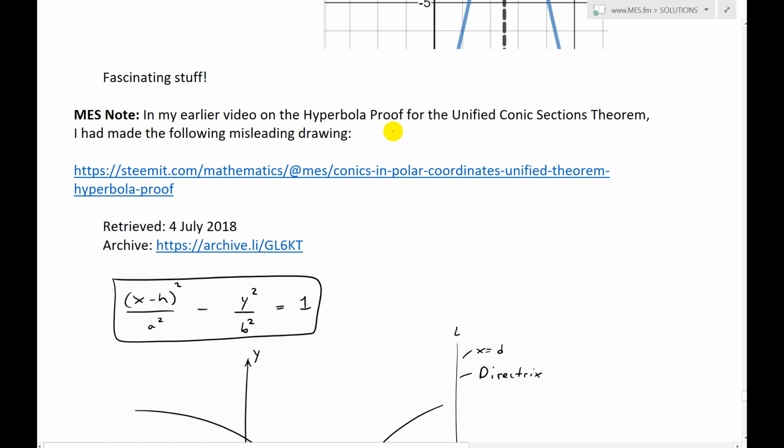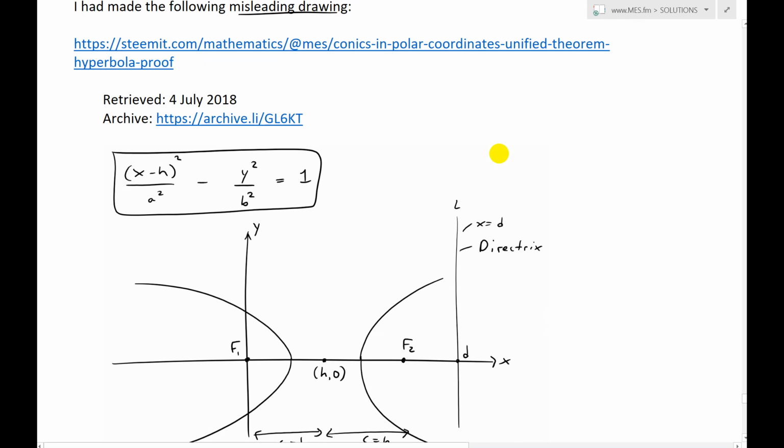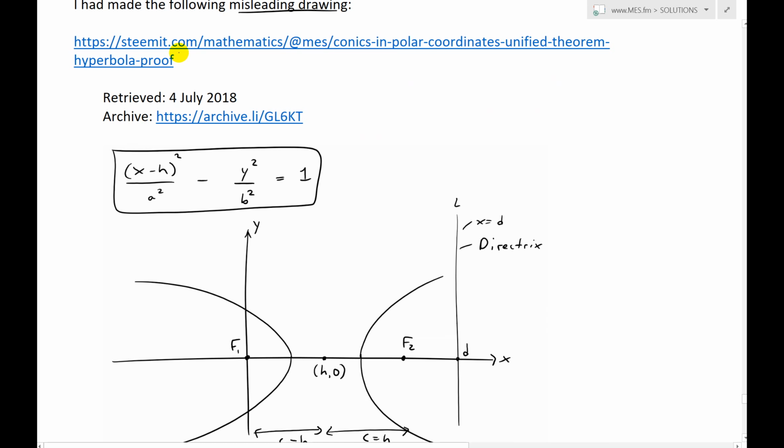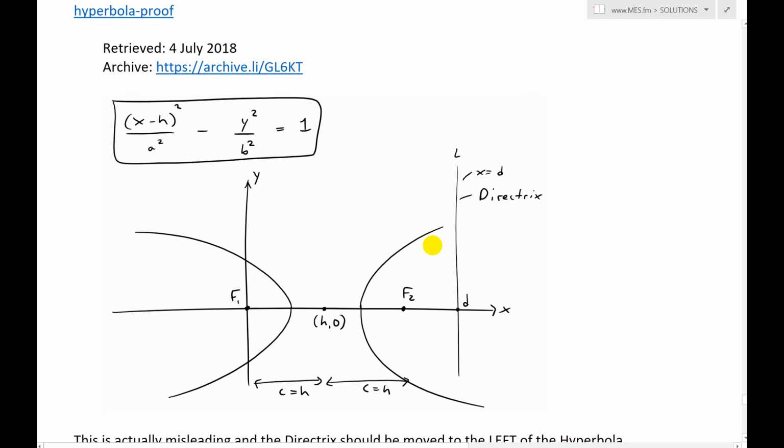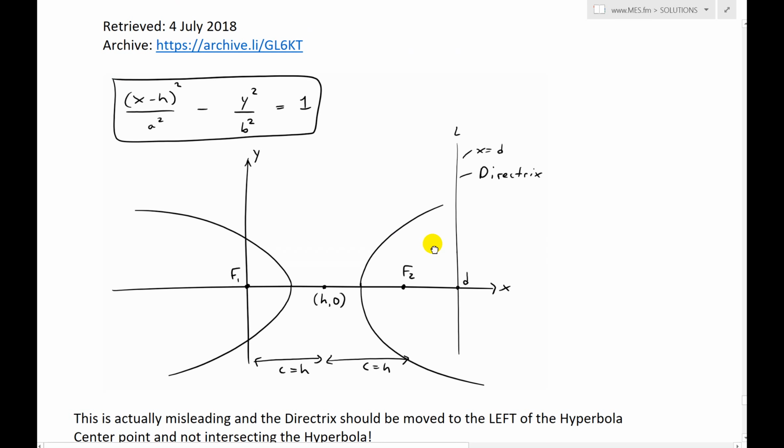Yeah, so now I want to make an important note. In my earlier video on the hyperbola proof for the unified conic sections theorem, I had made the following misleading drawing. This was in the proof. There's a Steemit notes link to it, and I'll put it in the description for the video as well, saying I made a mistake. So if you notice here, this is the drawing I had there.